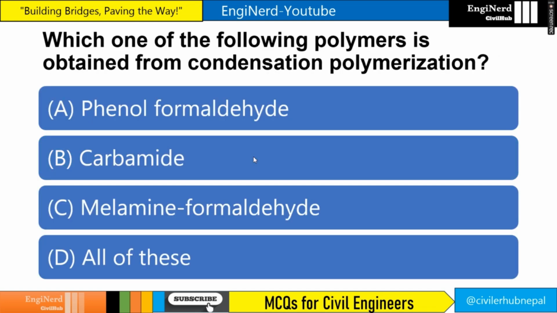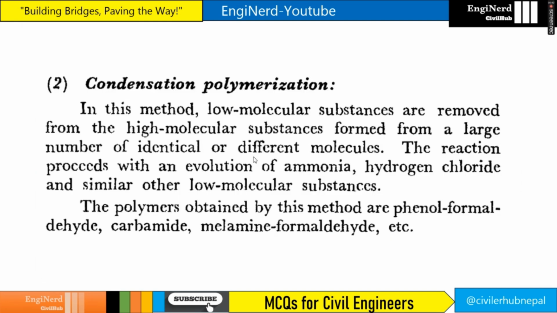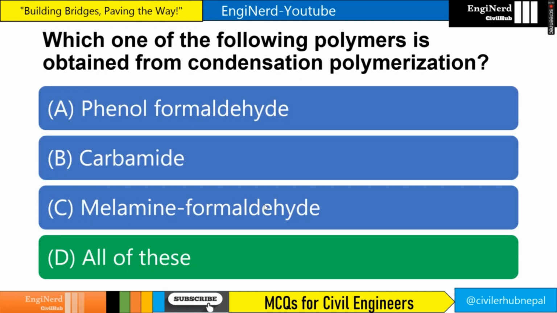The answer is 2%. Which one of the following polymers is obtained from condensation polymerization? If you see here, in condensation polymerization, low molecular substances are removed from the high molecular substances formed from a large number of identical or different molecules. The reaction proceeds with the evolution of ammonia, hydrogen chloride and other similar low molecular substances. This is directly asked in objective questions as well. So I am reading these lines. The polymers obtained by this method are phenol formaldehyde, carbamide and melamine formaldehyde. So the answer is all of the above: phenol formaldehyde, carbamide, melamine formaldehyde.